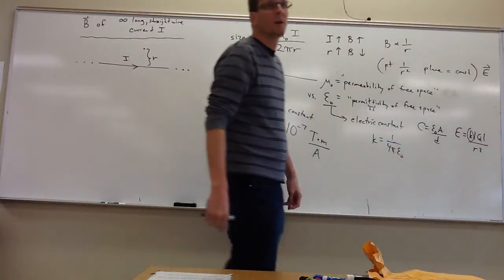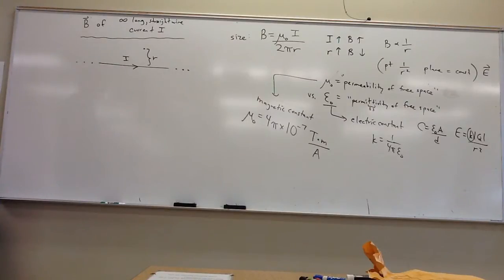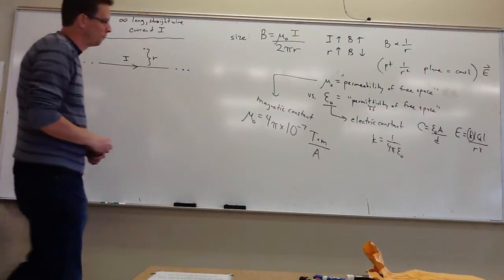Question? So just to make sure I understand how to punch that into a calculator, it's 4 times pi times 10 to the negative 7? Yes. Okay, cool.